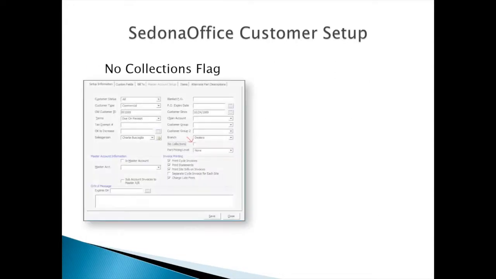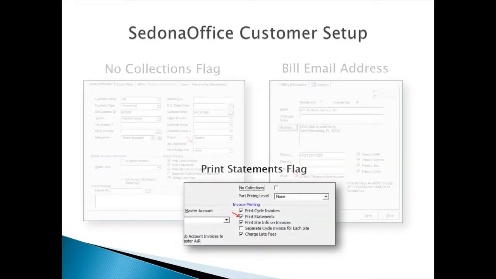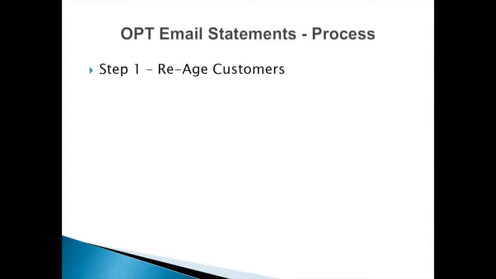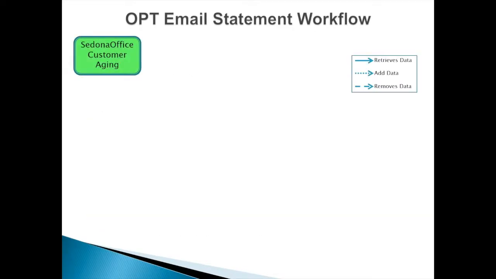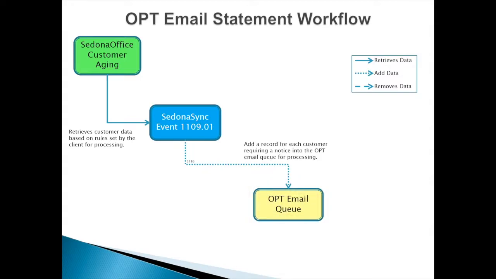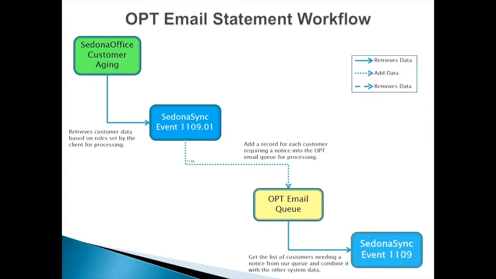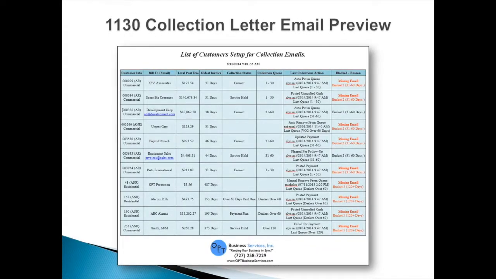Let's skip a little bit through here. This is just the setup for the collections process. The first thing we're going to do is age all the customers. We're going to then run the list of statements that need to be sent out, and we're going to send that to the email queue. And then the email queue is actually going to send those statements out, and we just keep updating the queue every time we send the statement out.